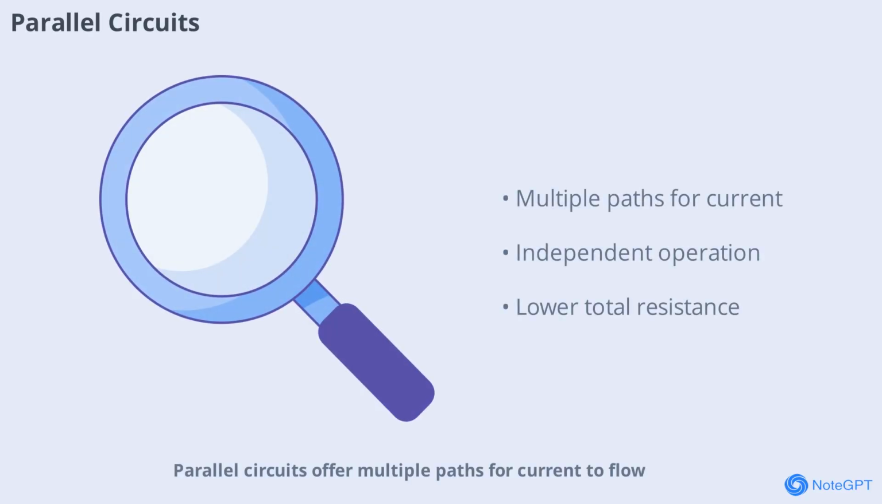Parallel circuits offer multiple paths for current to flow. Each component is connected across the same 2 points, so if one path breaks, the others keep working. This is why household wiring is done in parallel. If one light goes out, the rest stay on. The total resistance in a parallel circuit is less than the smallest individual resistance.